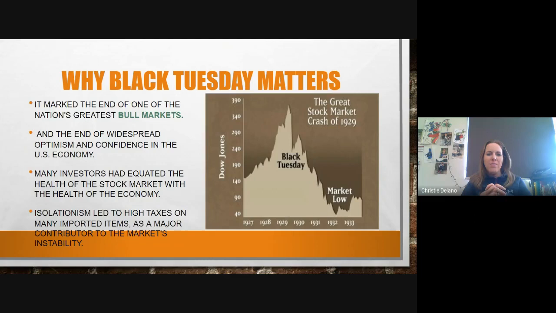Investors really looked at the stock market to see how healthy the economy was, and it's crashing and crashing and crashing. Isolationism led to high taxes being put on goods coming in from other markets, so import items, which makes those items much more expensive. And so now you have a very unstable market.